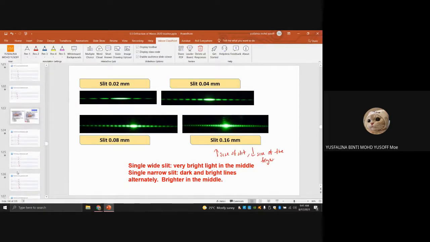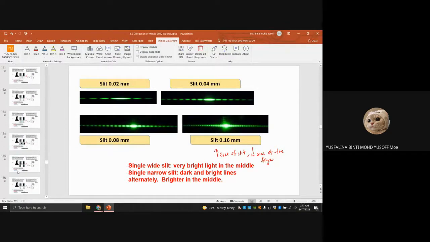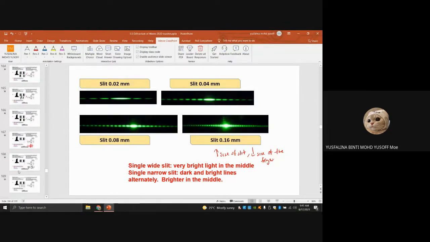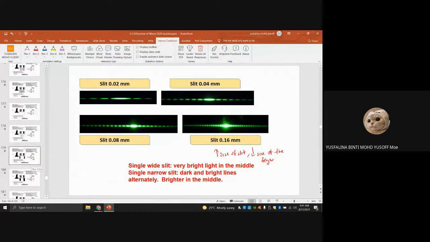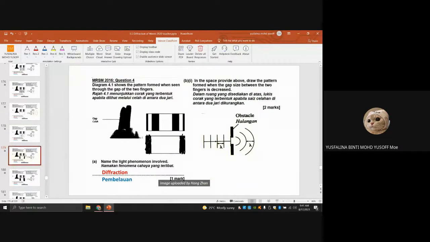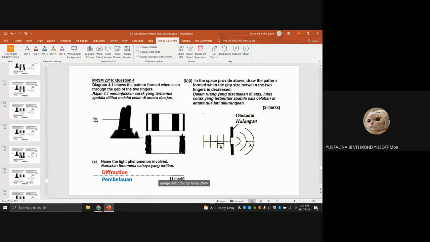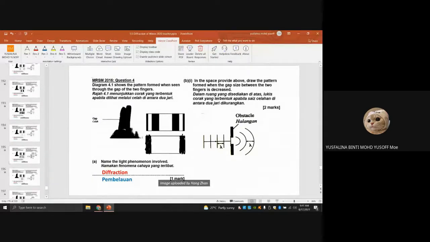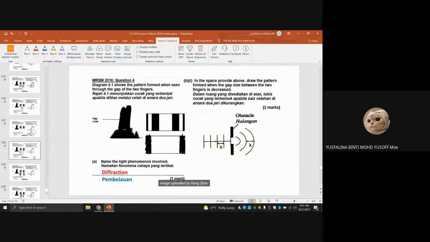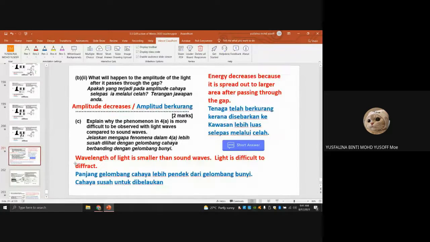Can you understand why your answer is wrong? It should be increasing the size of the fringes at the middle there. Can you understand why your answer is wrong? Okay, thank you.